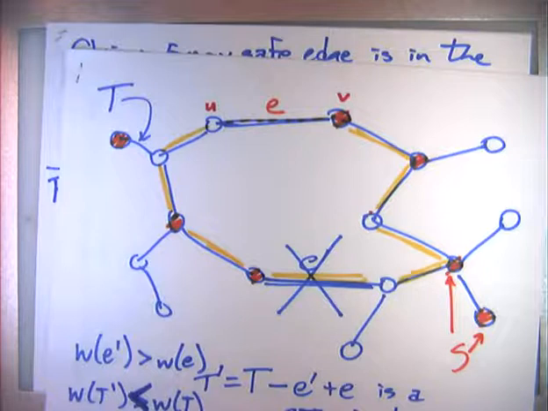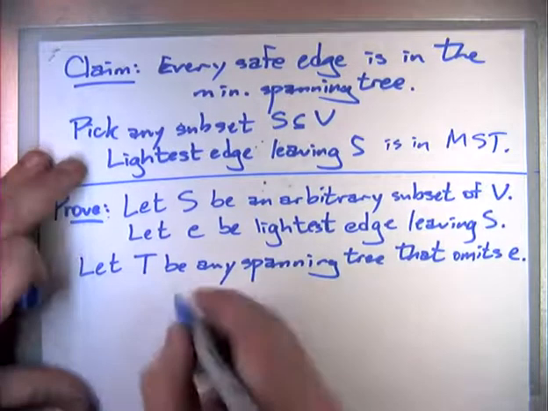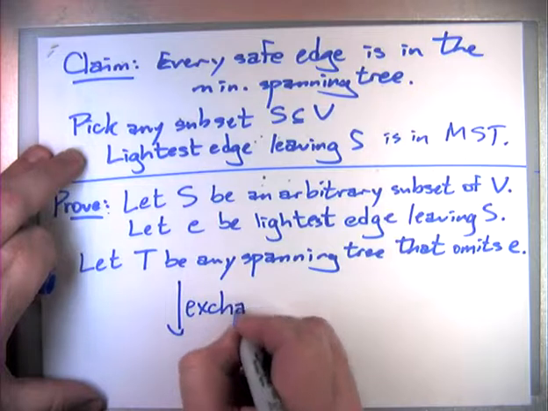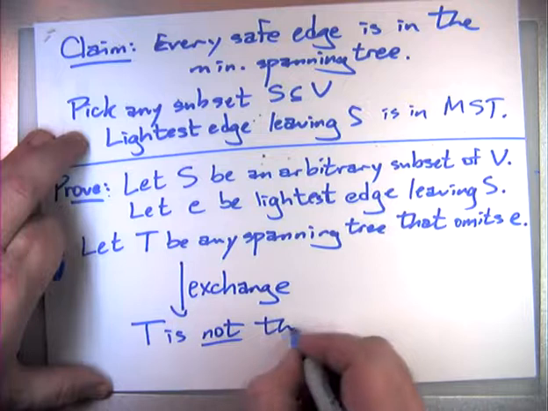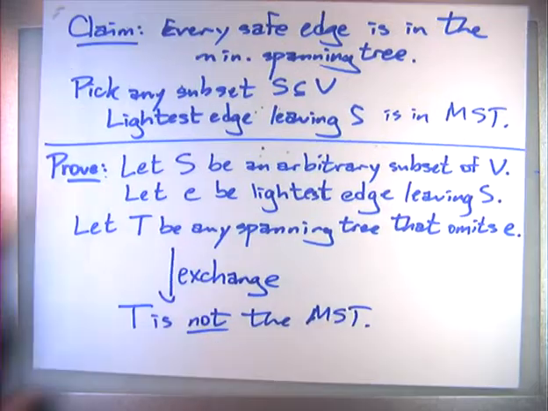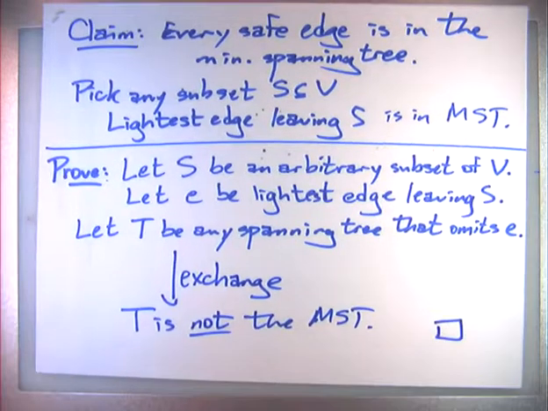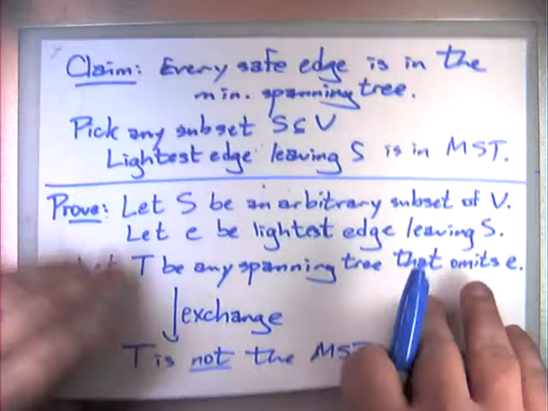Okay. All right, so the punchline is, by doing this exchange argument, T is not the minimum spanning tree. And that ends the proof. Okay. If it's the minimum spanning tree, it includes the lightest edge leaving S. That's the same as if it excludes the lightest edge leaving S, then it's not the minimum spanning tree. Okay, so this is the proof of correctness. This is why every minimum spanning tree algorithm works.